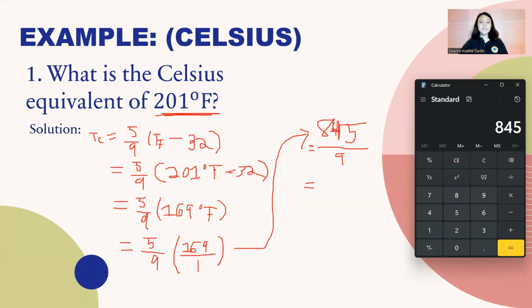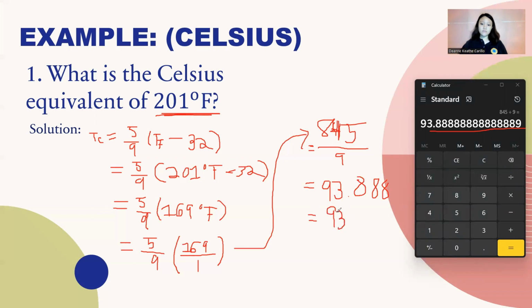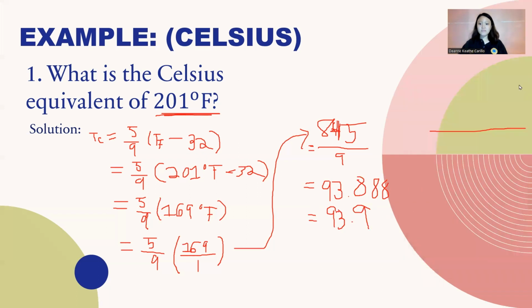And the final step is i-divide natin siya. 845 divided by 9 is equal to 93.88. And we don't have to write all of these numbers because it will become complicated. So that's why we should round it off. 93.9 is the final answer. And let's not forget the temperature scale. 93.9 Celsius.